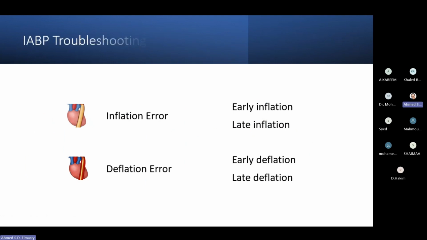So going to the first section, which is the timing errors. For the timing of the intra-aortic balloon, you have inflation timing errors and deflation timing errors. Both might be early or late. You might have early inflation or late inflation. You might have early deflation or late deflation.